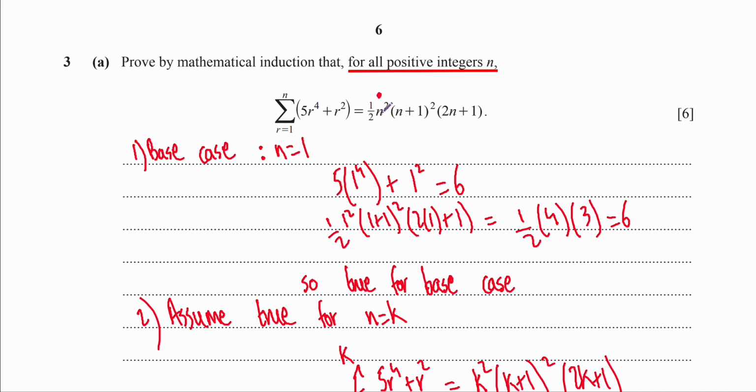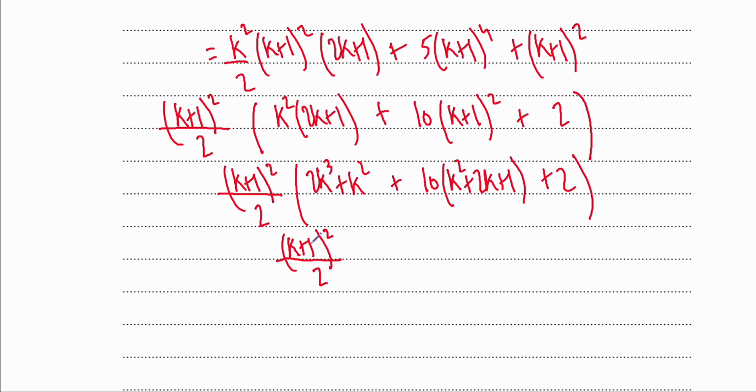So far, we have k plus 1 squared over 2 outside. So we're going to leave that however it is. We're not going to change this anytime soon. We're never going to change this, actually. And now we expand inside.